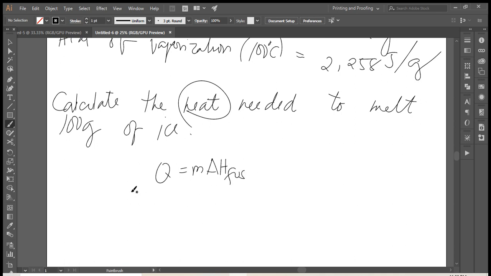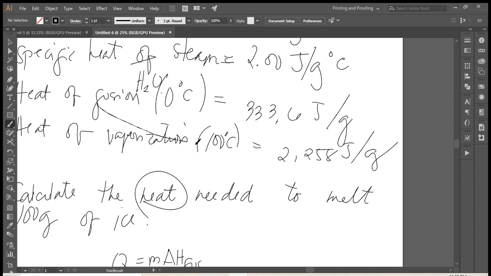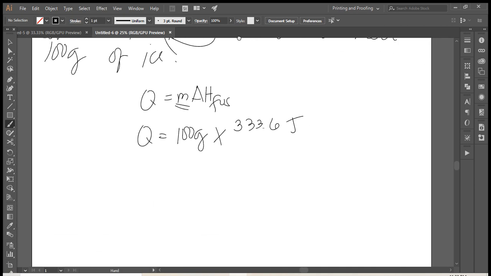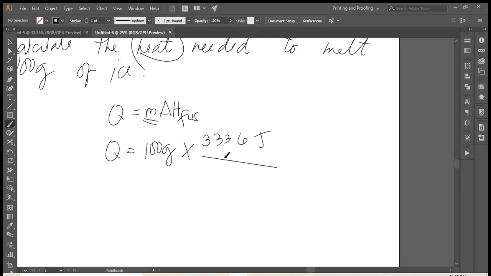For the heat of fusion, since you are computing for the heat, it is Q. Then the mass, which is 100 grams. Make sure that if it is mass, it should also be in grams. Multiplied with 333.6 joules, which is written here as the heat of fusion at 0 degrees Celsius, per 1 gram. That is how it is usually written.